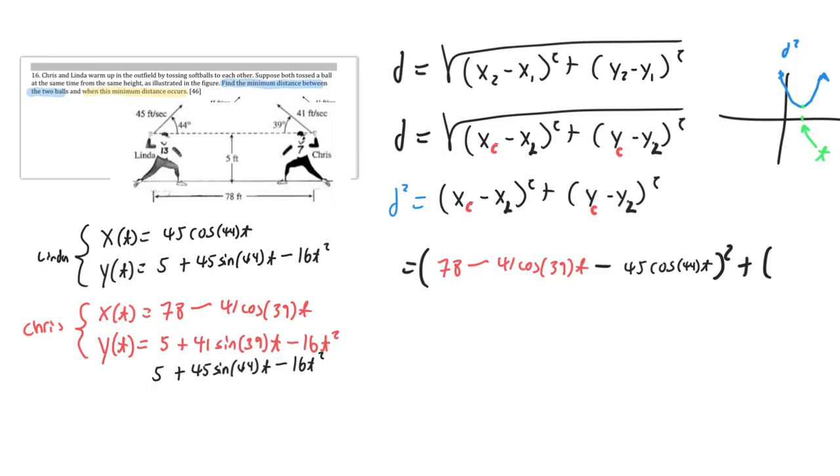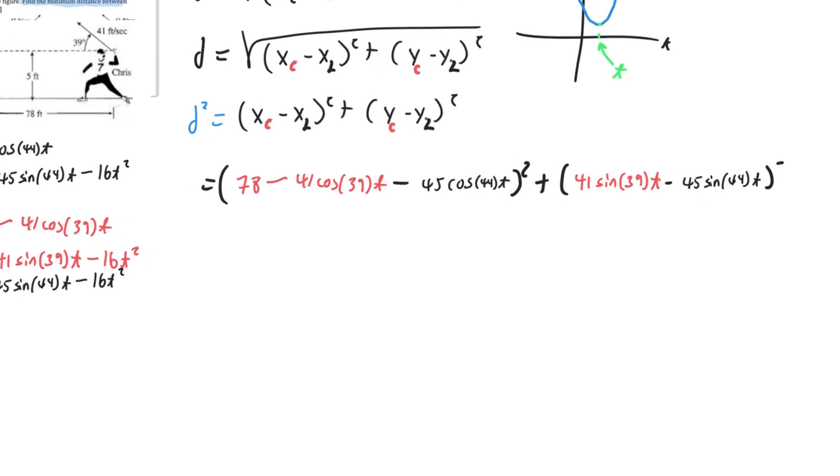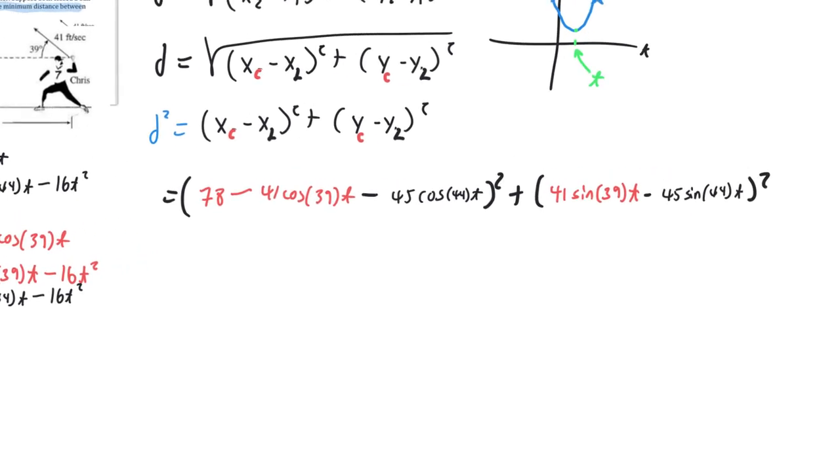So we have the 41 sine whatever, and that's going to be minus this 45 sine. And then it's going to be that squared. Okay, so that's what I'm going to put in the calculator.